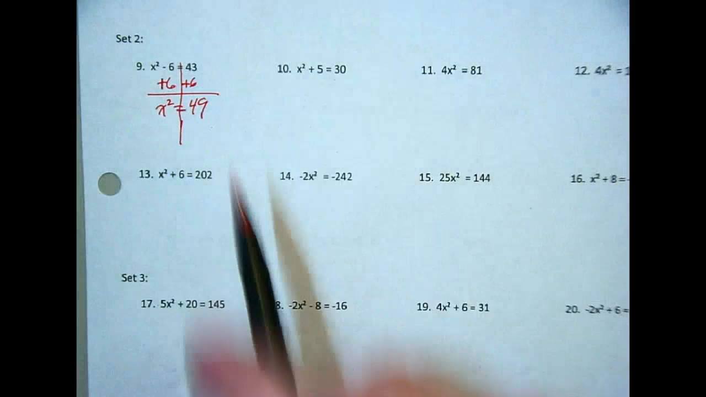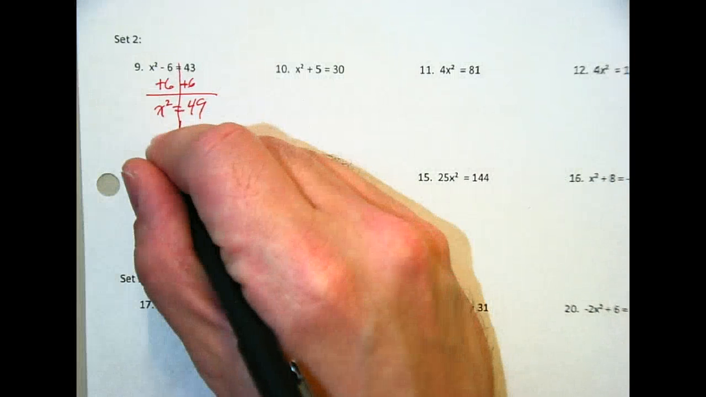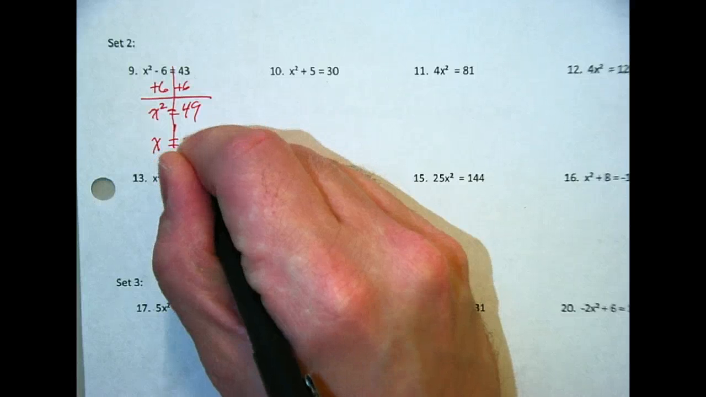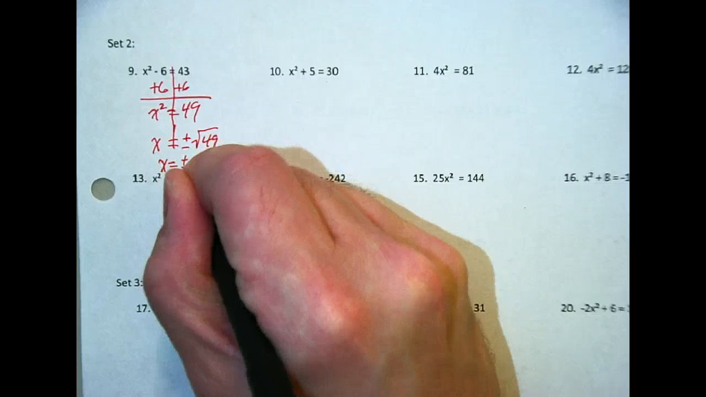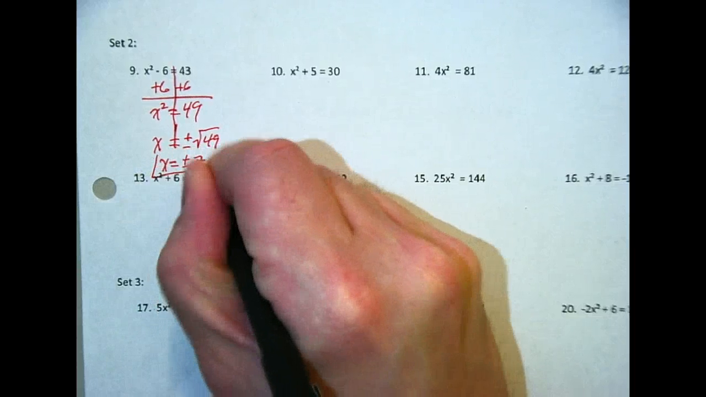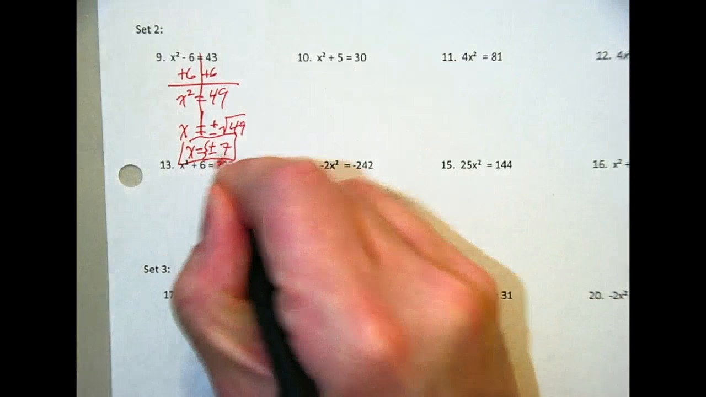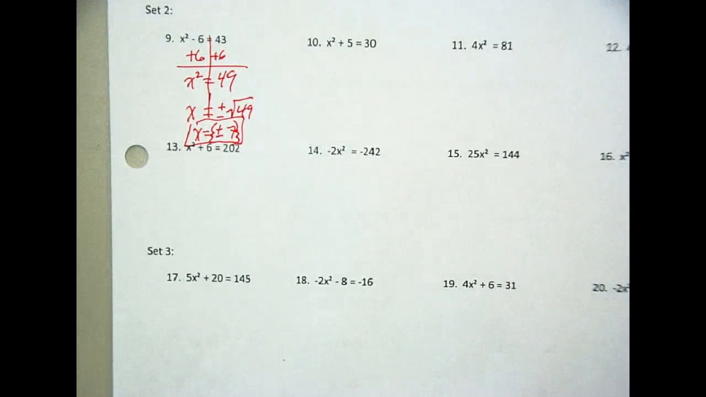Now we should know what to do, right? It's just like the previous set. What do we do from there? We take the root. What do you need to put? Positive negative, root 49, which is positive negative 7. Are you positive? Yep. And negative. Totally sure. There we go. Put the cool brackets. Plus minus 7.